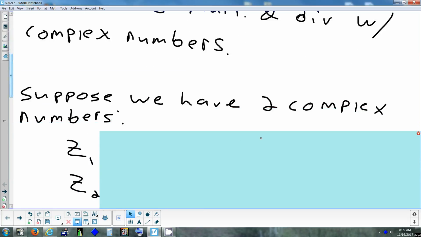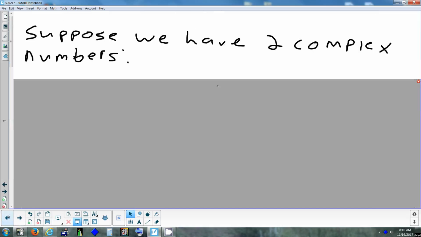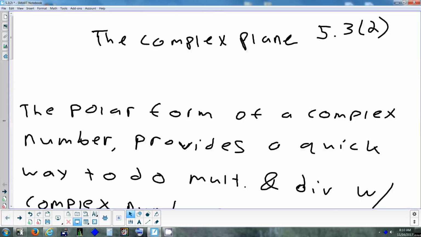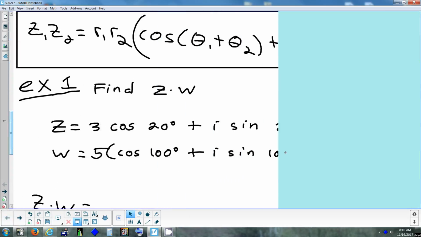All right, so we're going to suppose that we have two complex numbers. I'm going to call them Z1 and Z2, my first complex number and my second. Each complex number is going to be written in polar. When we do an actual problem, you're going to have all numbers. If I could show you an example like this, r will be a number in each, and the angle will be a number.